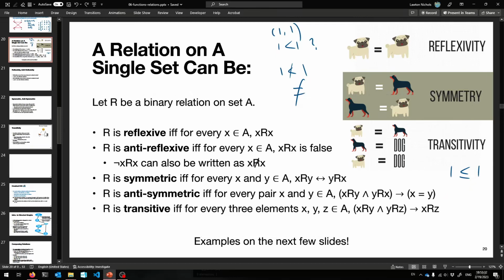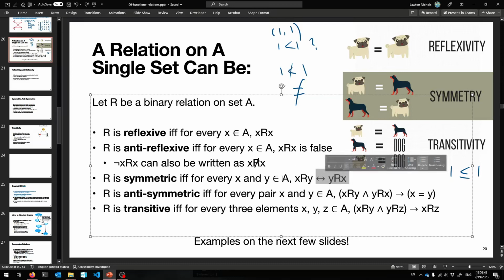I'll give you some examples of symmetric relations in a future slide. Don't worry about it right now. It's just, can you flip it? Can you flip the values and have it still work? Every time you have it in this direction, do you also have it in this direction? We'll get there.